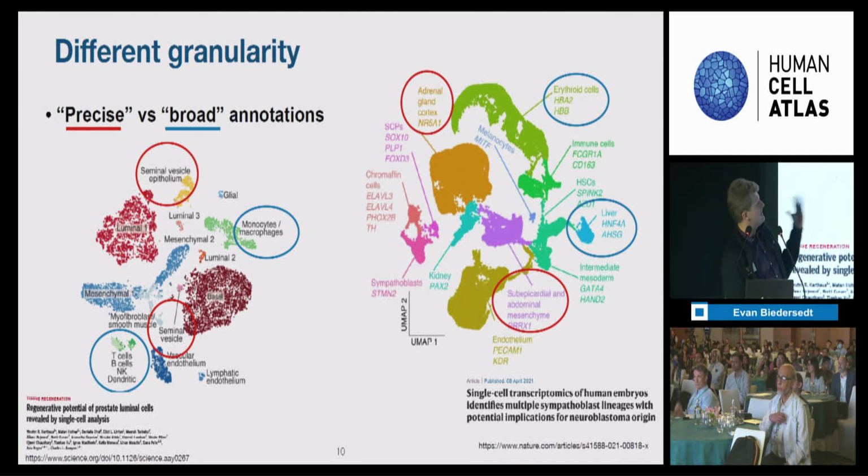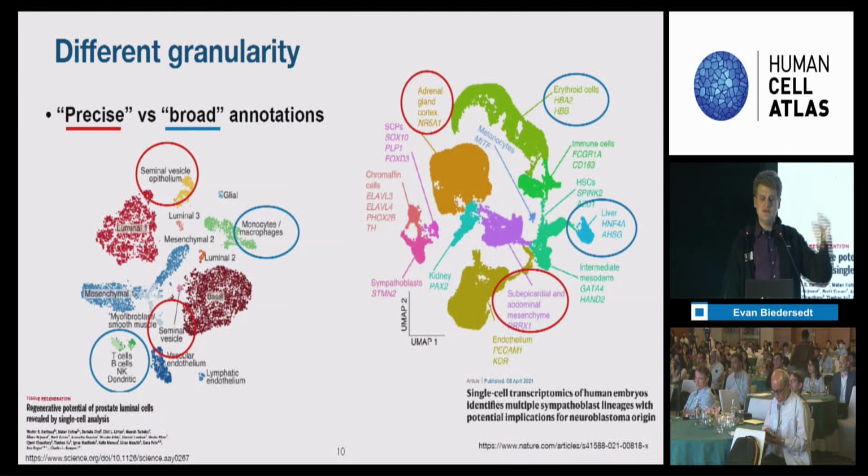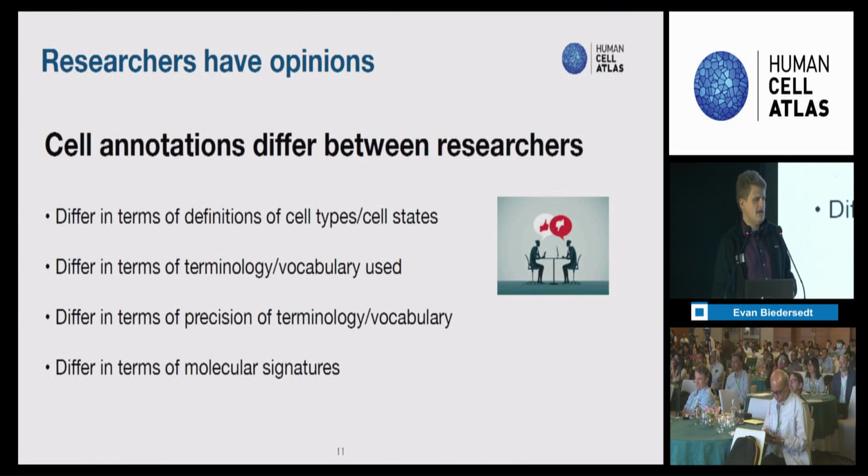There's different granularity as well, and this is mostly based on the publication. On the left, they were interested in prostate, so they annotate with very precise annotations, things like the seminal vesicle epithelium cells. And then on the right, because they're interested in adrenal gland, they had very precise annotations for the adrenal gland, but if they weren't interested in kidney cells or liver cells in the study, they would just call them liver. This can't work with the HCA. We have entire bionetworks devoted to things like the liver cell atlas or the immune cell atlas. So these sorts of cell annotations simply won't scale for something like the HCA.